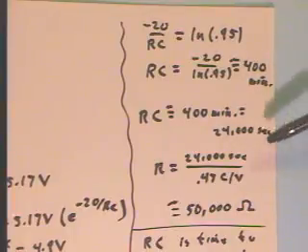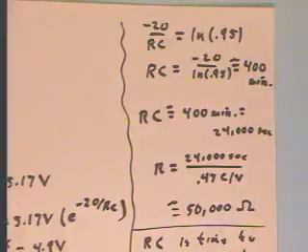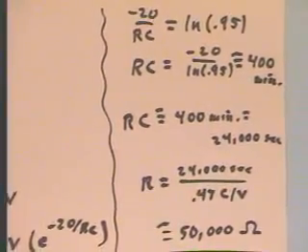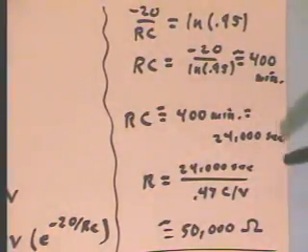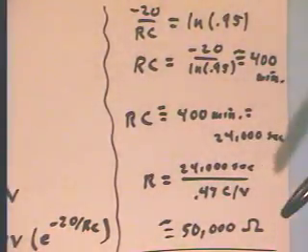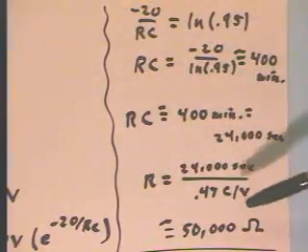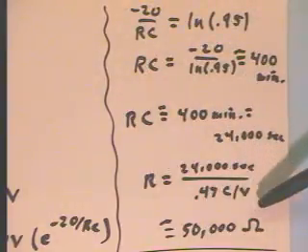Now we change this to seconds because seconds are the standard units in which we measure our physical quantities, especially voltages and currents and so forth. So R is 24,000 seconds over 0.47 coulombs per volt.